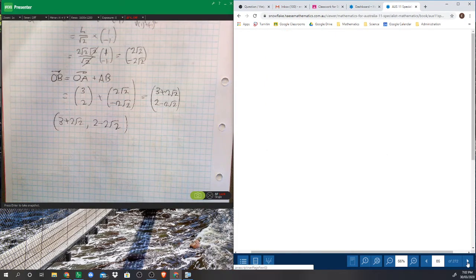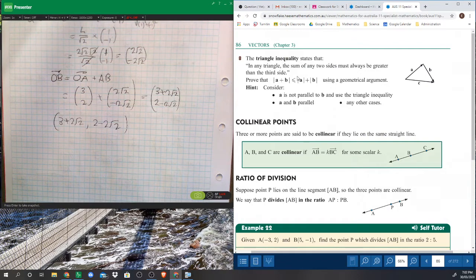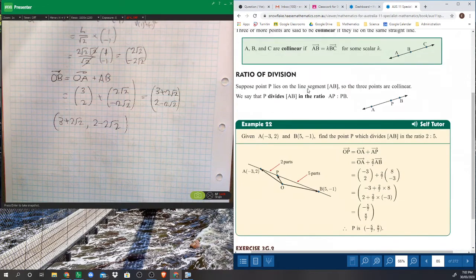Yeah, skip that one. What do you think about this one? Question 8, triangle inequality. I'll come back to it if I need to.